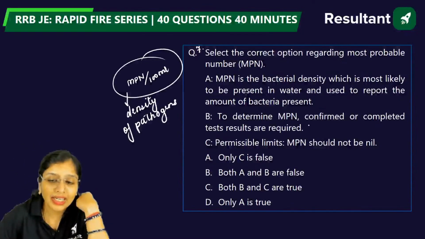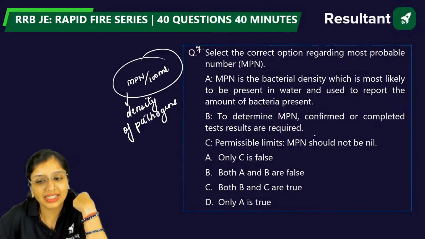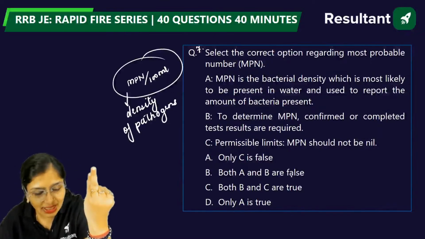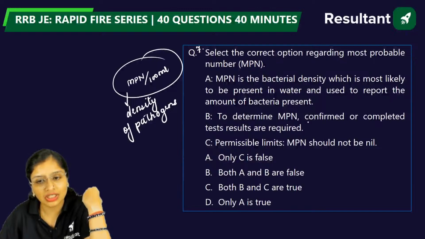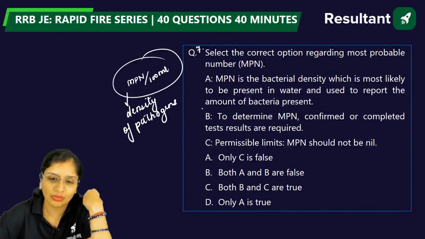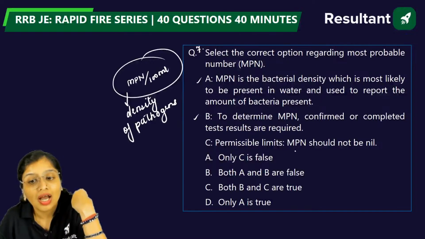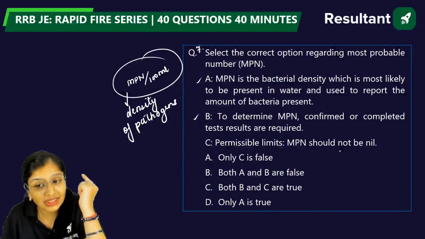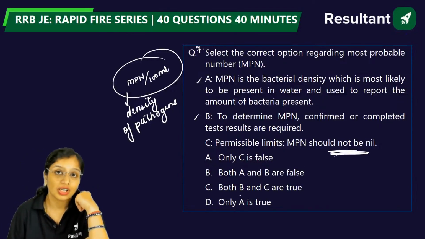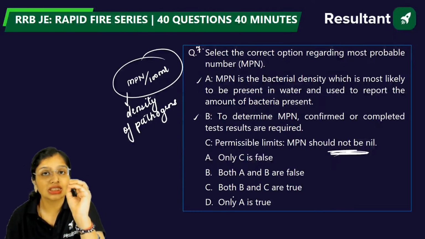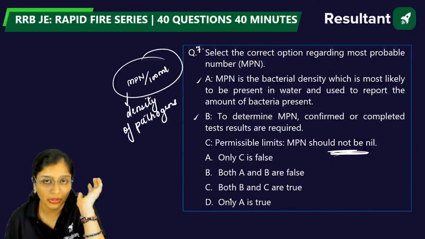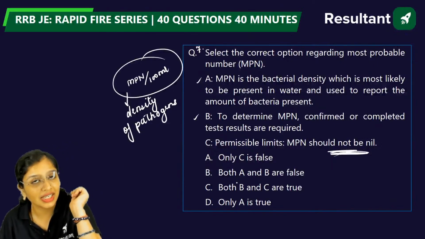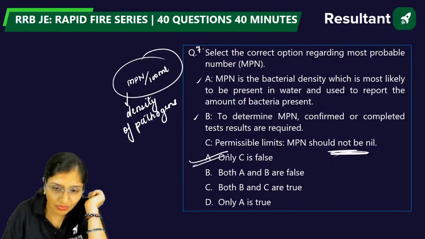Second, to determine MPN, confirmed or completed test results are required. We have to go for, first your presumptive test, then your confirmed test, and then your completed test. So yes, to determine MPN, confirmed or completed tests are required. That is also correct. So A and B are correct. Permissible limit, MPN should be nil. MPL should be nil, but here it is written should not be nil. This is false. You cannot allow a single microorganism to be present in water. So A and B are correct while C is the incorrect one. So only C is false.